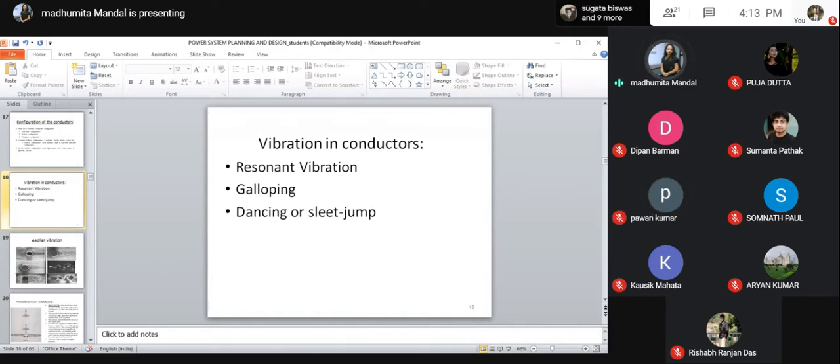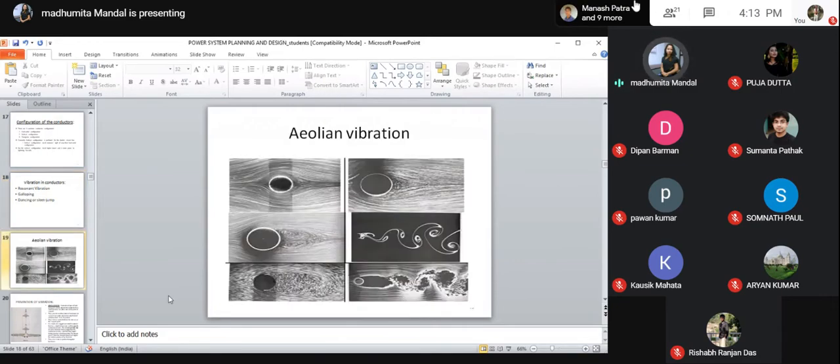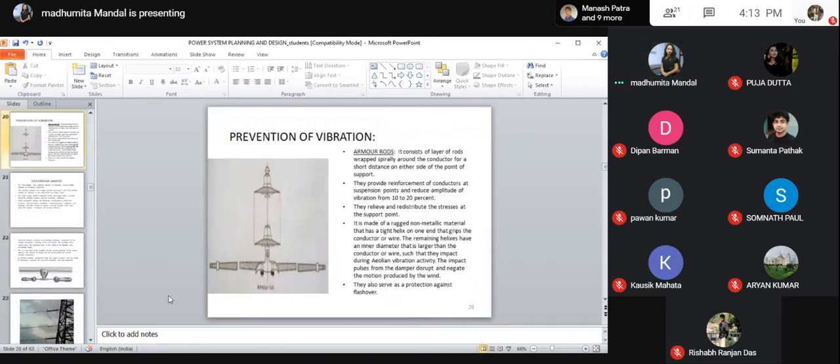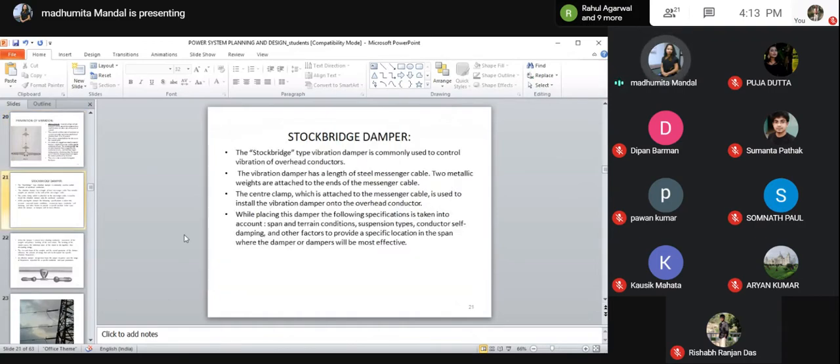Okay, so unless controlled, the vibrations may damage the conductor and other parts of the system. So that is why some prevention method for vibration is needed. Two types of prevention methods are used. One is armor rods and another one is stock bridge damper.